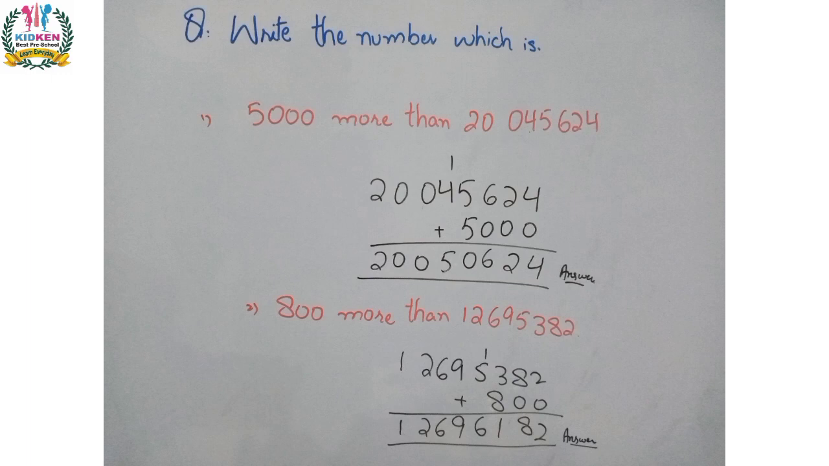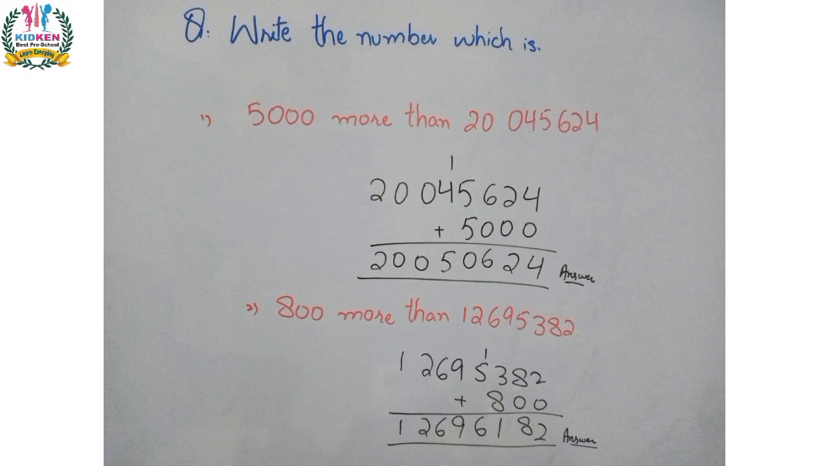Next question is: write the number which is... We have question number one, 5,000 more than 200,45624. So simply you can add 5,000 to this value. Firstly we write this in vertical form, then start adding the 5,000 to the above value. So 4 and 0 is 4, 2 and 0 is 2, 6 plus 0 is 6, 5 plus 5 is 10.